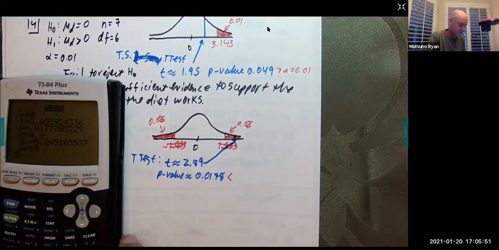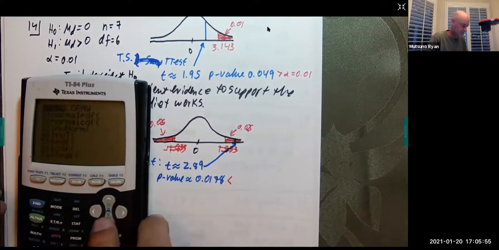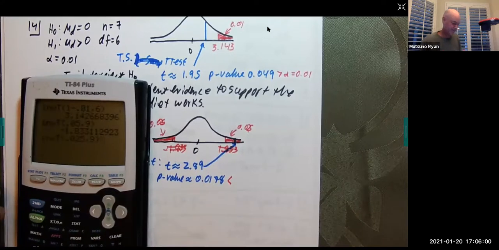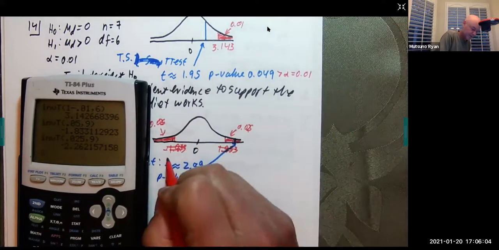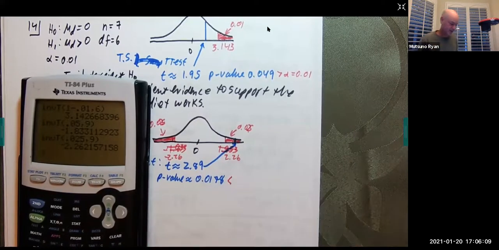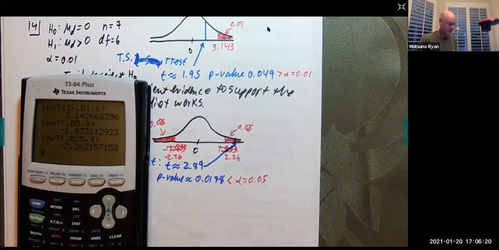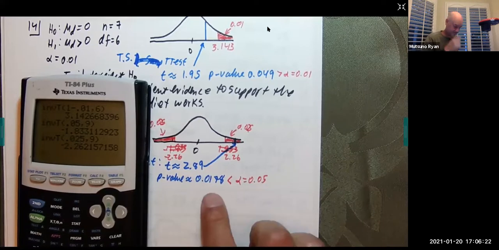So let's find our critical values again. Well, 0.025. Negative 2.26 and 2.26. It's still in the zone, so that doesn't change. And because our alpha is 0.05, you can see this is definitely less in this case.